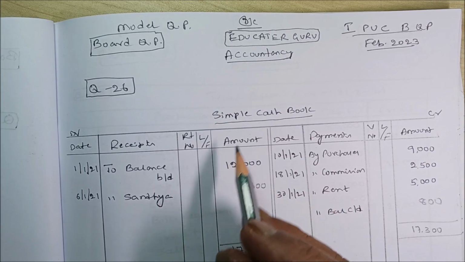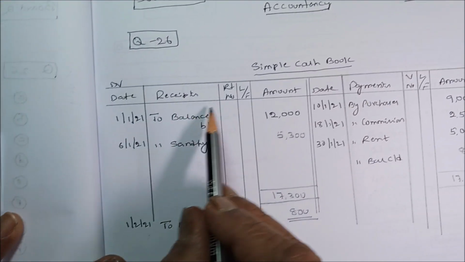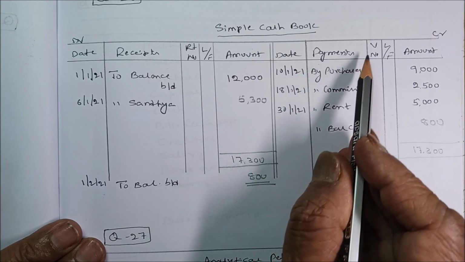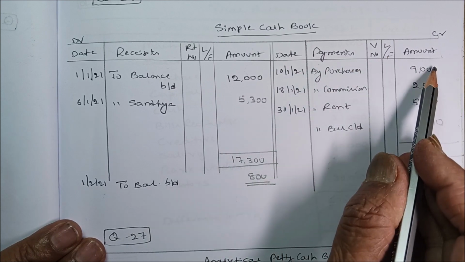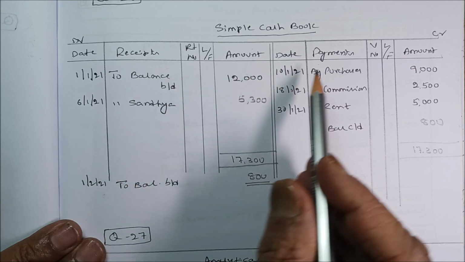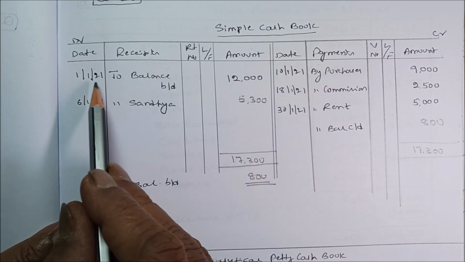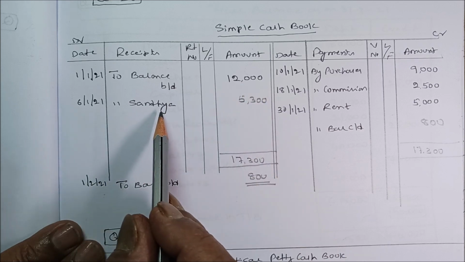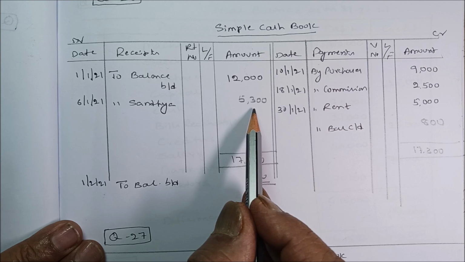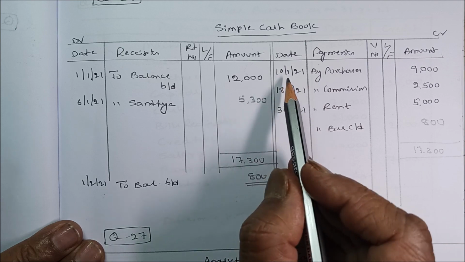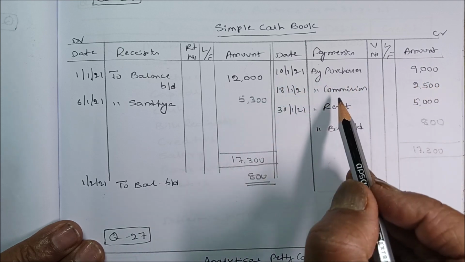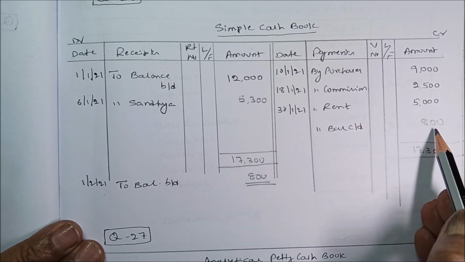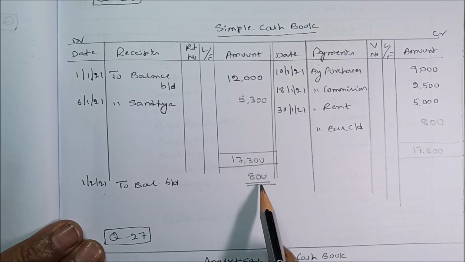So, a very simple cash book: date, receipts, then receipt number, ledger folio, amount; date, payments, voucher number, ledger folio, amount. So on the debit side it is receipt number, on the credit side it is voucher number. 1/1/21 to balance brought down 12,000. 6/1/21 to Sandhya, that is received cash. Instead of 4,300, I have taken 5,300. Then 10/1/21 by purchases 9,000. Commission is 2,500. Rent 5,000. Then you will get a balance of 800. To balance brought down 800.